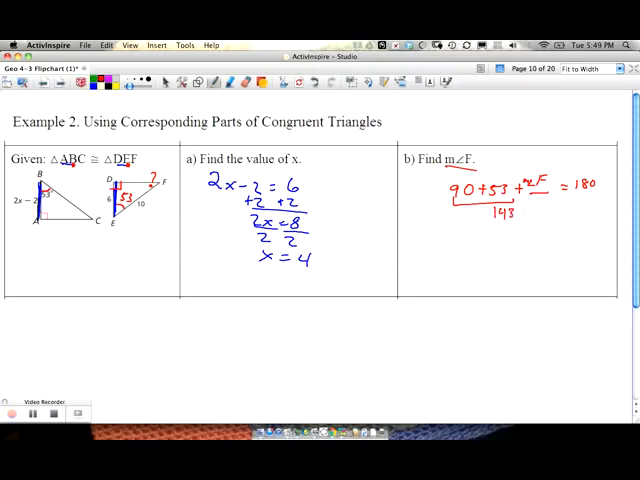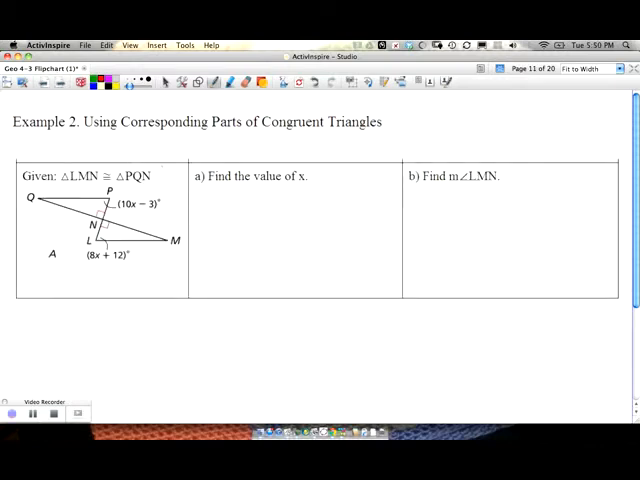Well, 90 plus 53, that's 143 plus measure of angle F equals 180. So if I subtract 143 from both sides, measure of angle F is 37 degrees. Excellent. All right, we're moving here pretty well. Let's keep this momentum going. Okay, now we get a little more complex.